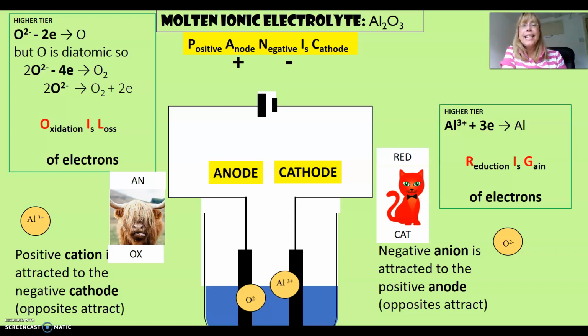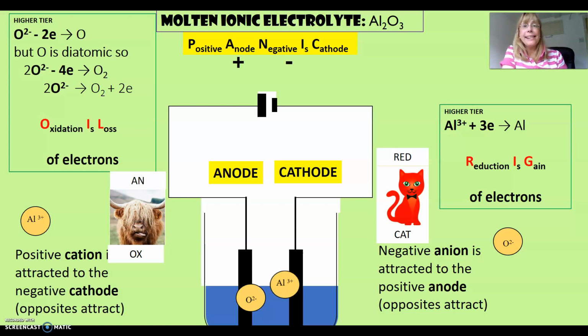Now, I love Highland cows. And using AN OX, I'm reminded that at the anode we get oxidation, just like at the cathode we get reduction.